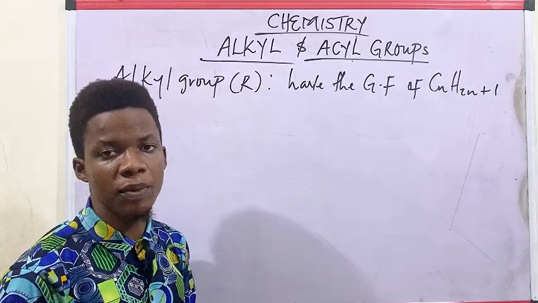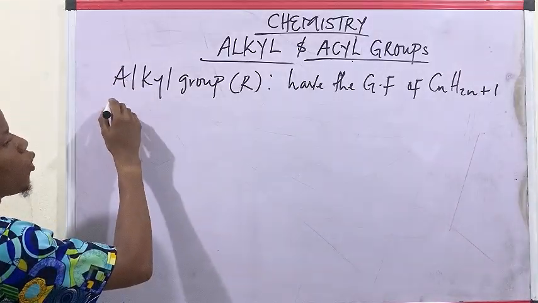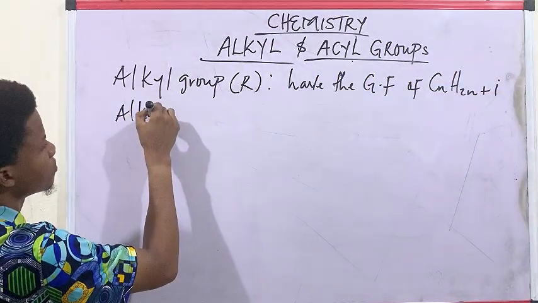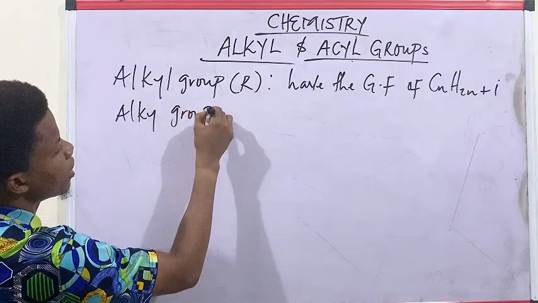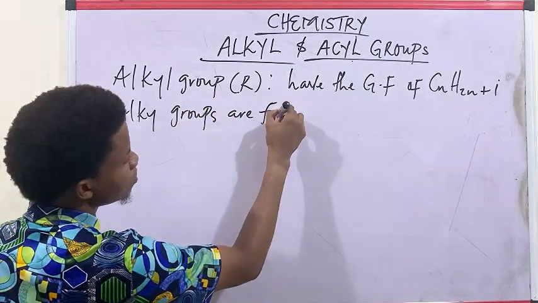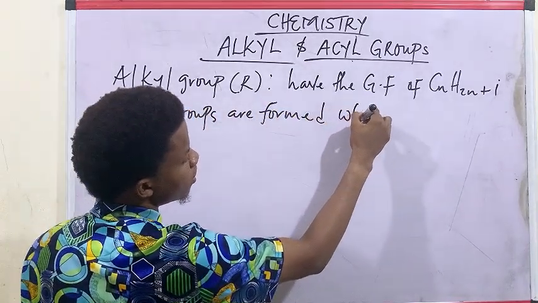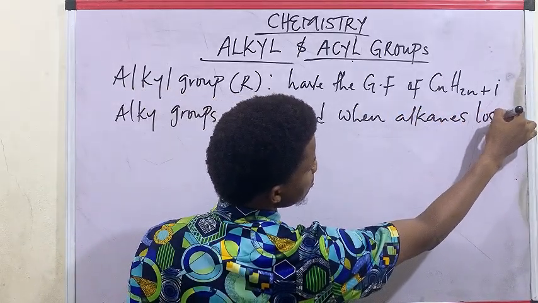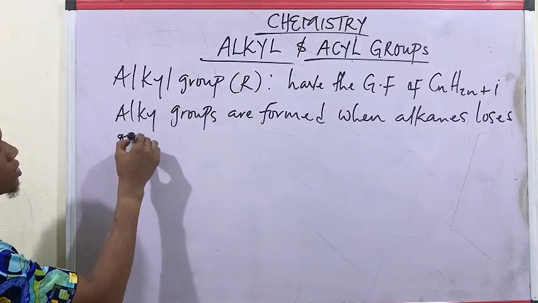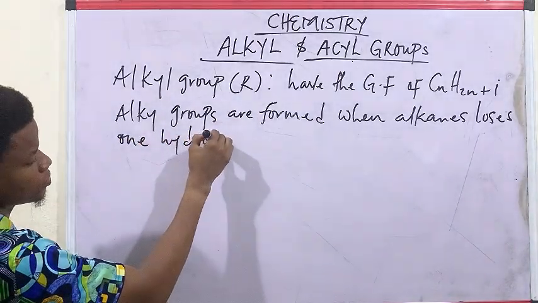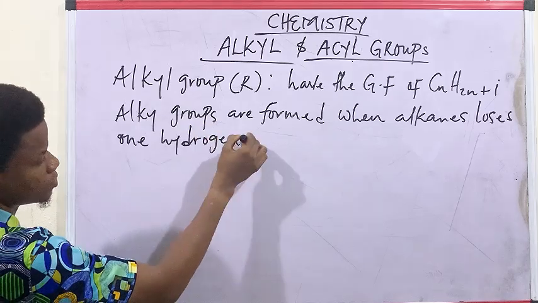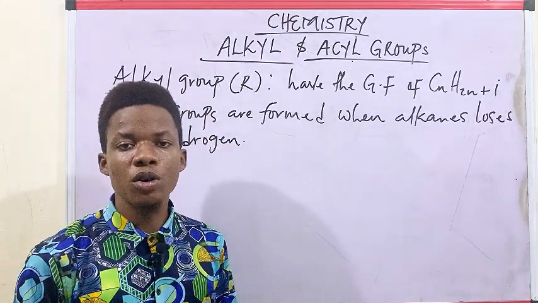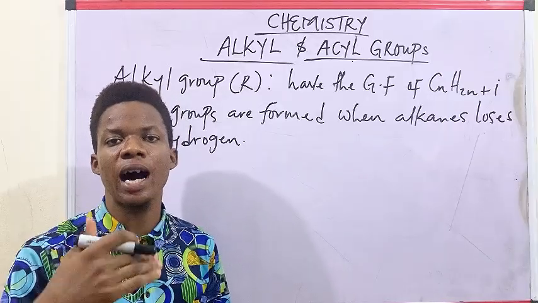Or basically, you can simply say that alkyl groups are formed when alkanes lose one hydrogen. So when you remove one hydrogen from an alkane, what do you get? You get the corresponding alkyl.